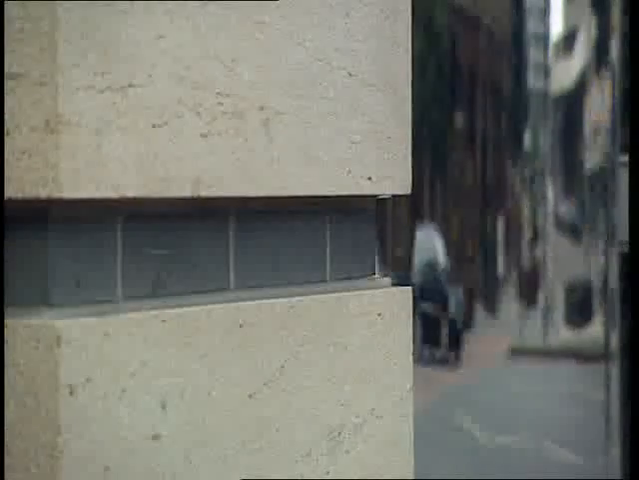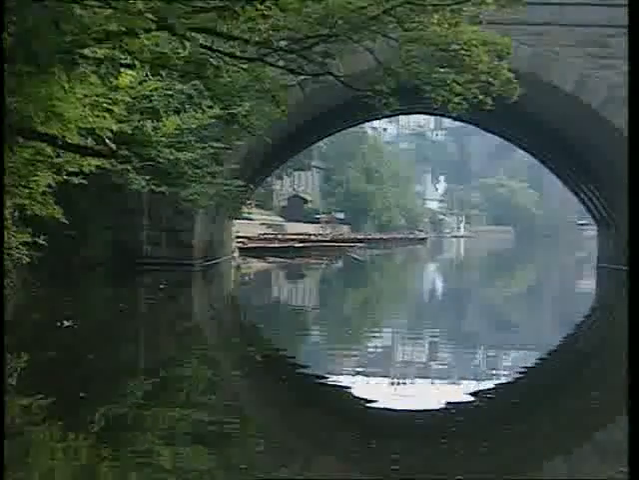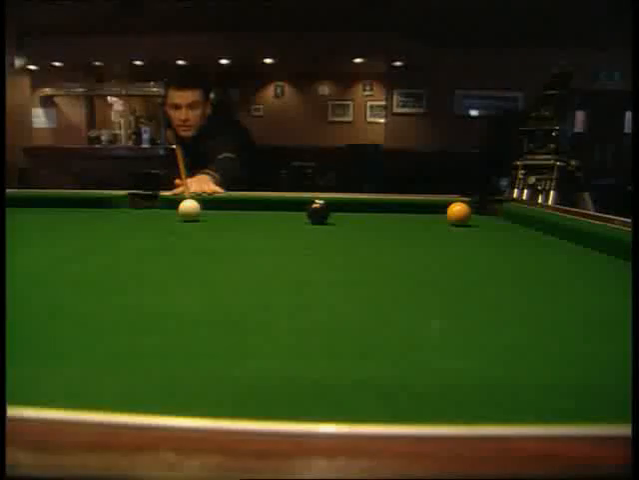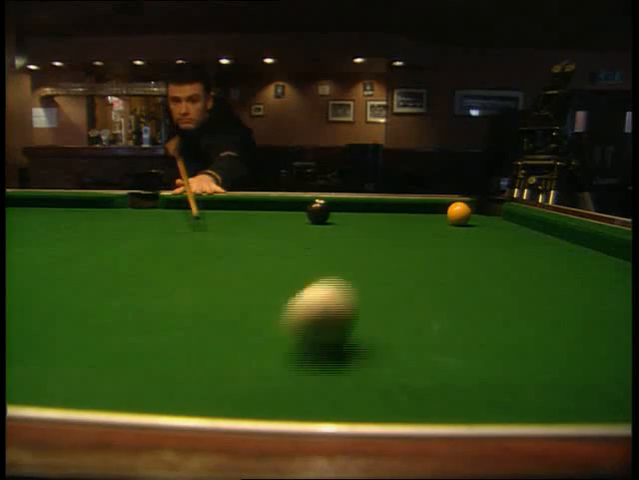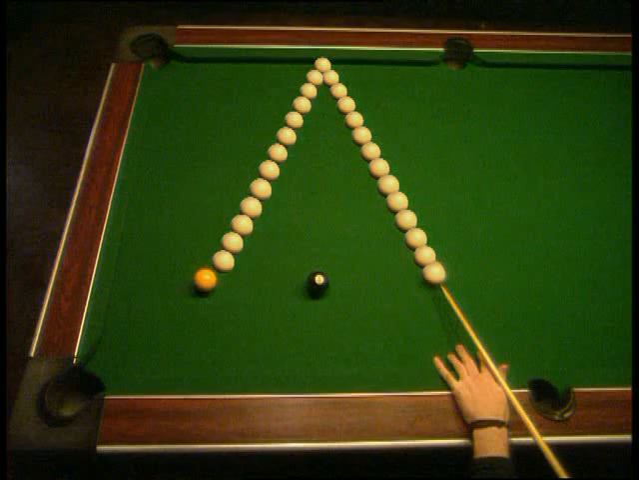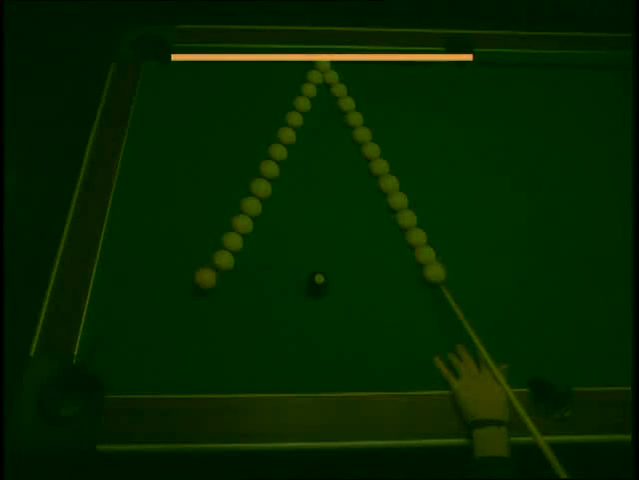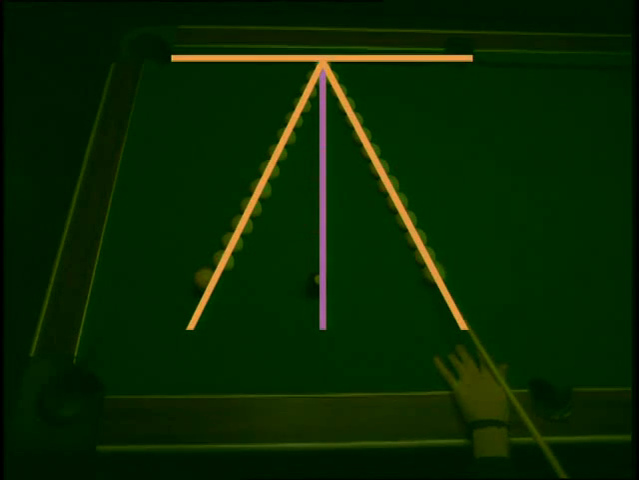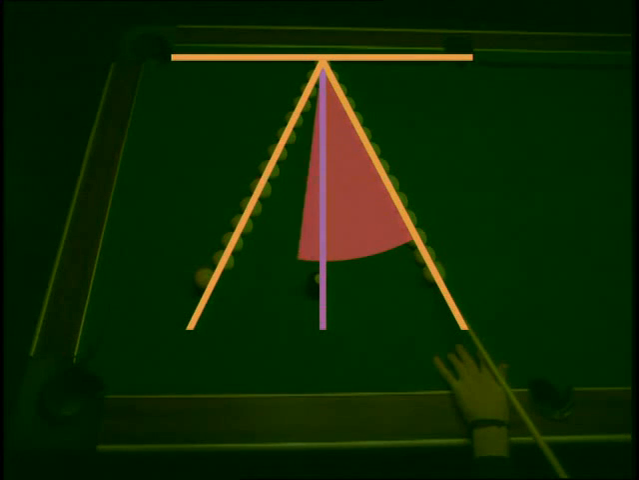Reflections happen when light hits a surface and bounces back. Pool balls can be reflected too. Imagine you could follow the path of the white ball. A line drawn at right angles to the cushion is called the normal. The angle of incidence is the angle between the incident path of the pool ball and this line. The angle of reflection is the same as the angle of incidence.